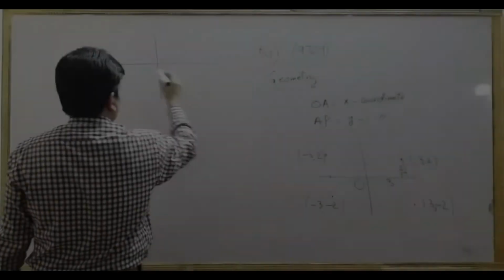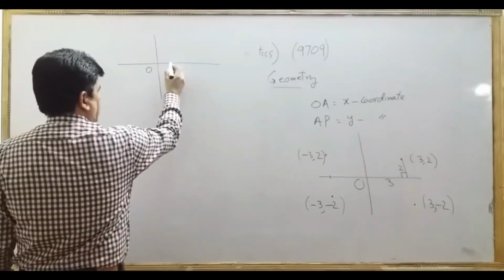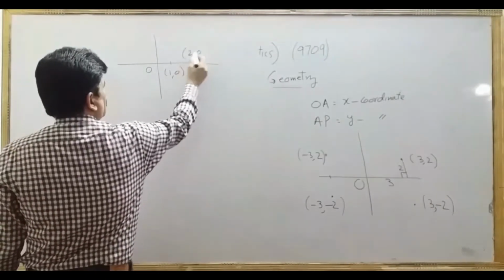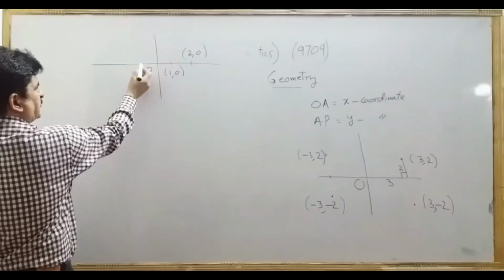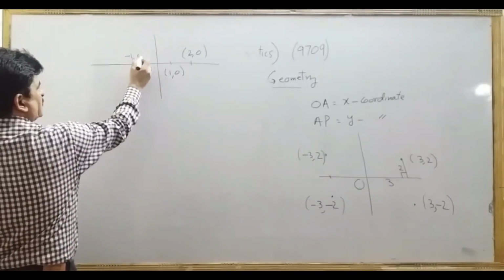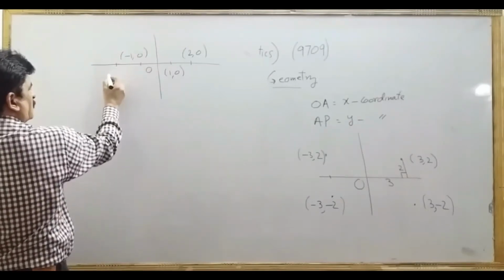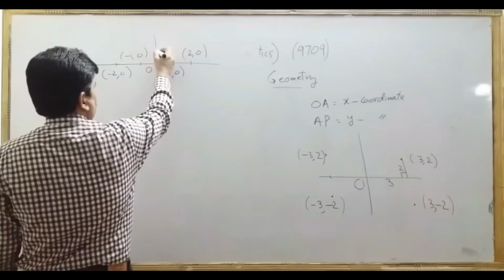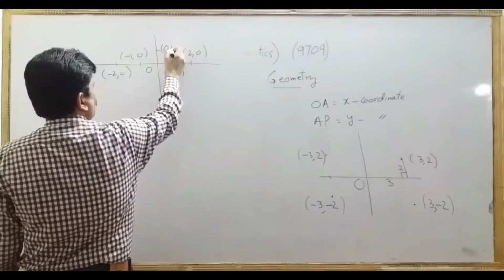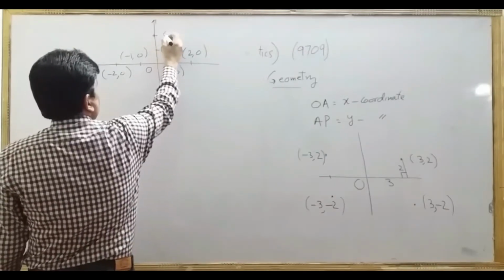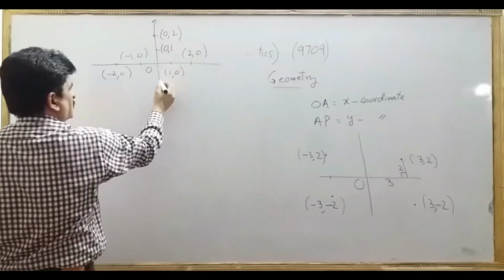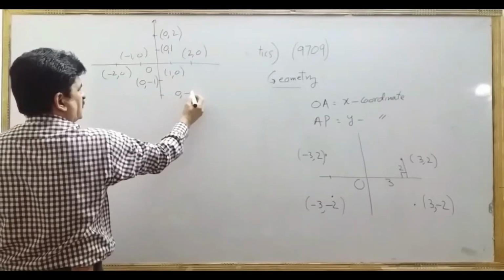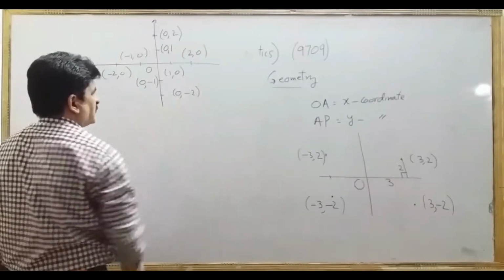Now see that if you have a point on x-axis, its y coordinate will be 0. And if you have a point on x-axis but in the negative direction, its x coordinate will be negative but y coordinate will again be 0. Similarly, for points on y-axis, x coordinate is 0, this is 0, minus 1, this point will be 0, minus 2.